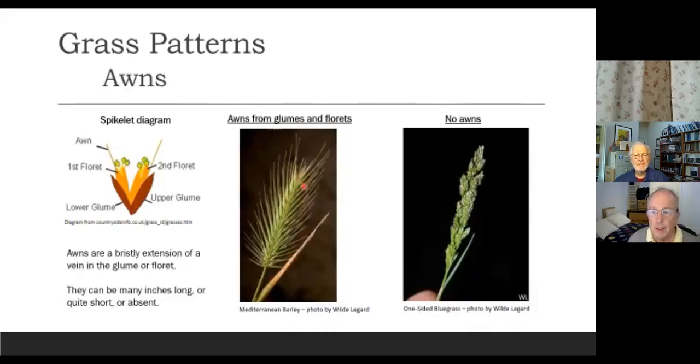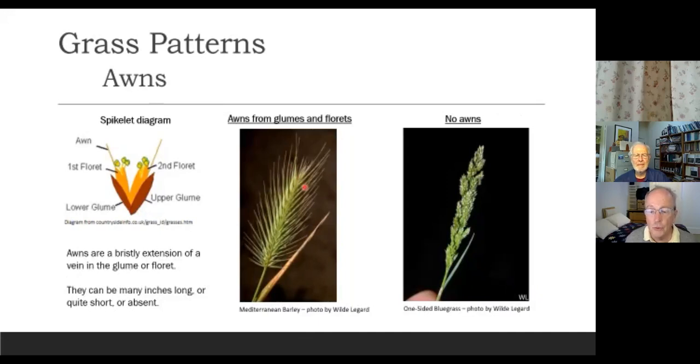Awns are the pointy things that you see on spikelets. Awns are extensions of veins, bristles that extend beyond the margin of glumes or florets. Awns are a great identifying characteristic, and we'll talk about them a lot. Awns can come just from the glumes, just from the florets, from both, or be missing entirely.